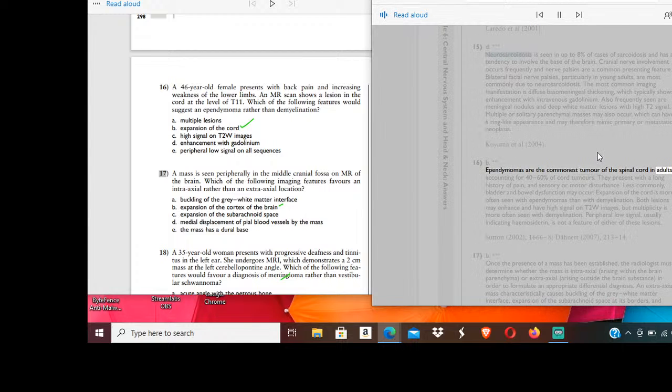Ependymomas are the commonest tumor of the spinal cord in adults, accounting for 40–60% of cord tumors. They present with a long history of pain and sensory or motor disturbance. Less commonly, bladder and bowel dysfunction may occur.